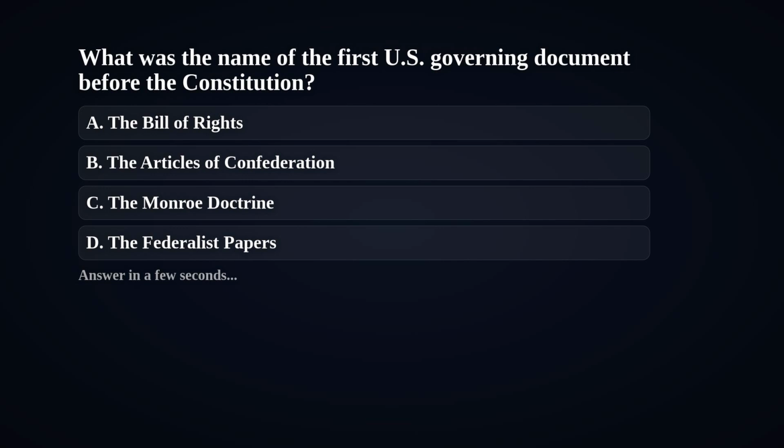What was the name of the first U.S. governing document before the Constitution? A. The Bill of Rights. B. The Articles of Confederation. C. The Monroe Doctrine. D. The Federalist Papers.